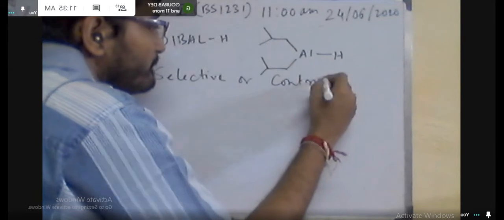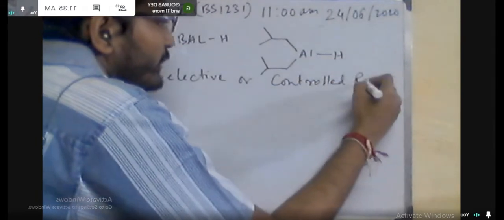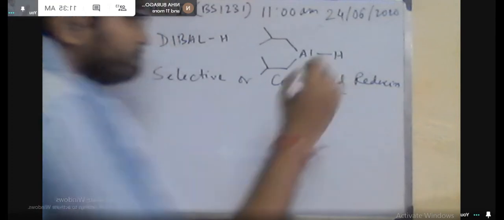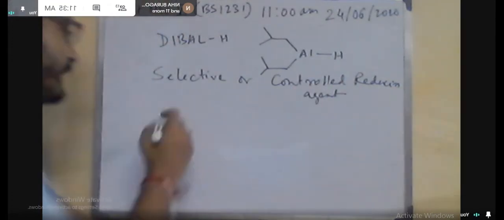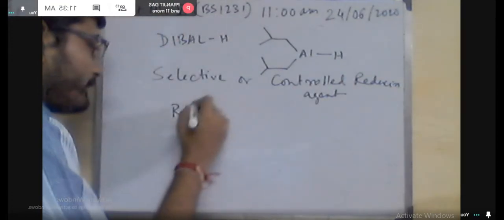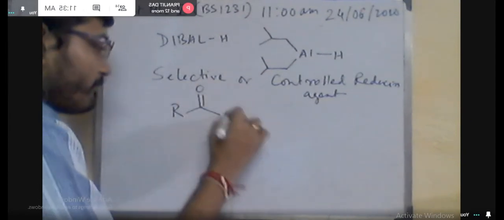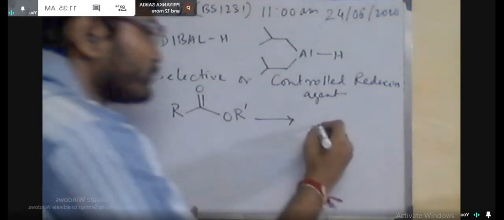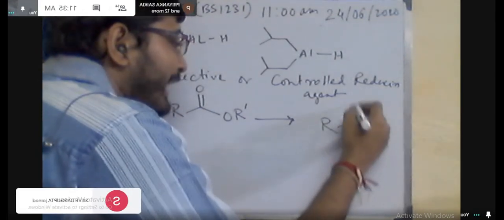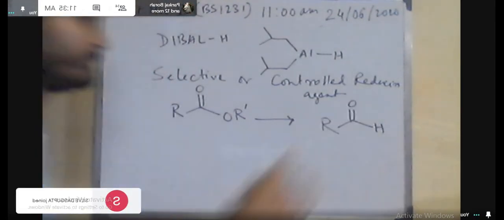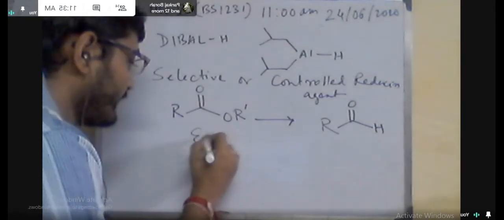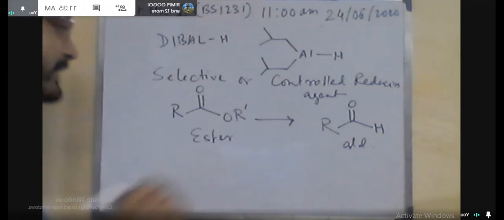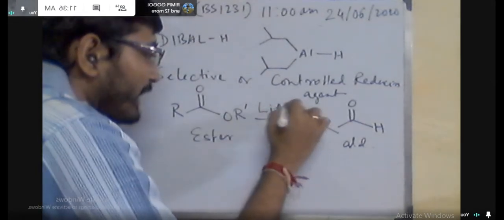So by using hexane as the solvent, which is important, and a temperature of minus 70 degrees Celsius, which is also important, the ester can be easily converted to the corresponding aldehyde. For the ester to aldehyde conversion, the reducing agent used is DIBAL-H. The mechanism is the same, that means the hydride transfer. So in short, we can show the mechanism this way.